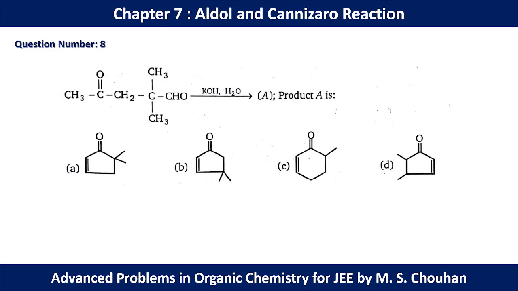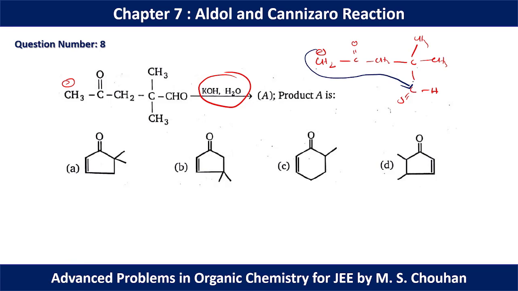In question number 8, CH3C=O, CH2, C, CH3, CH3, CHO, KOH is given. So this is again a case of aldol reaction, but here only one alpha position is present. So we can start with the negative charge in this position. So if we remove the alpha hydrogen, we will get this kind of situation. In the next step, we can approach this negative charge to this C=O, and finally we can have alpha beta unsaturated ketone in this case.